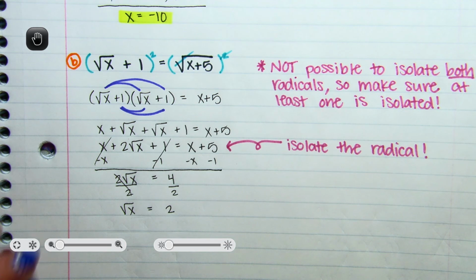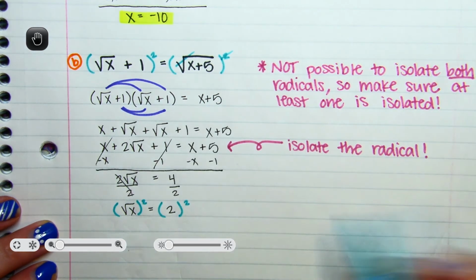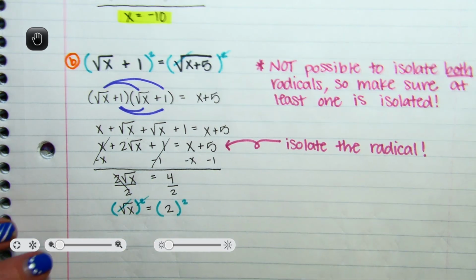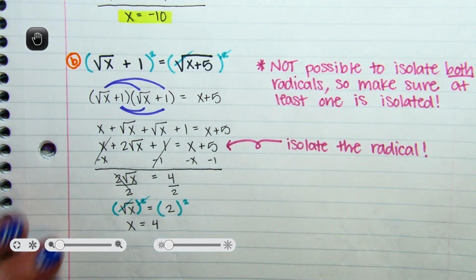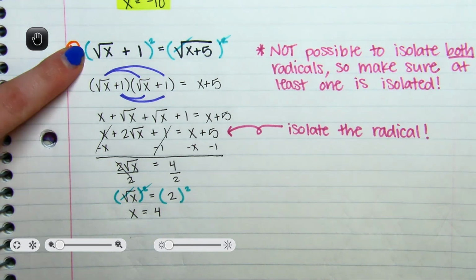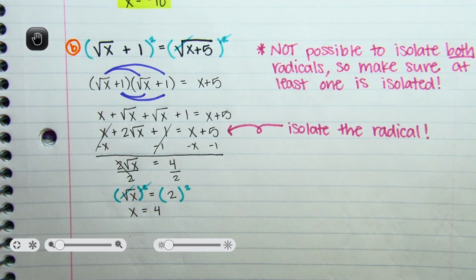And now my last step is to square both sides. And that square root and squared are going to cancel each other out, and I'm left with just x equals 4. So we essentially had to go through that process kind of twice. The blue part up here where I squared both sides, and then the blue part down here having it isolated, etc. We essentially had to do the process twice.